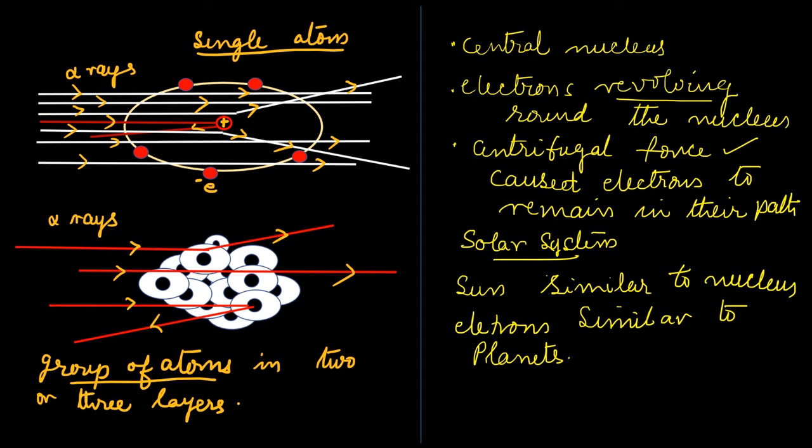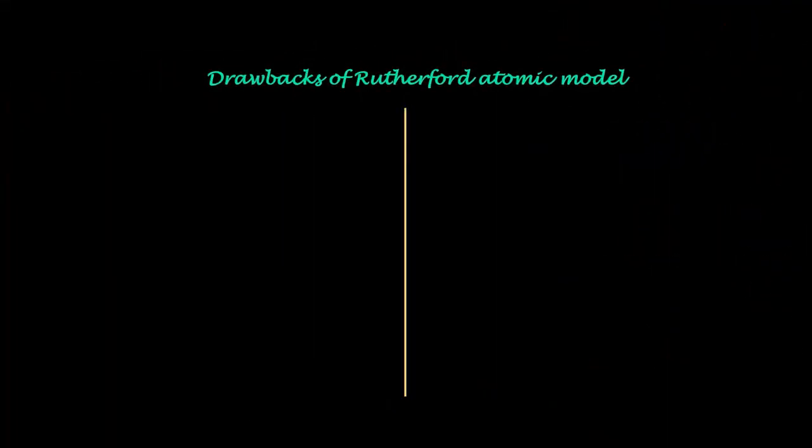That is why his model is called the nuclear model or planetary model. But later on, the nuclear model suggested by Rutherford was found to have certain drawbacks. We will see the drawbacks. Now let us see the drawbacks of Rutherford atomic model.